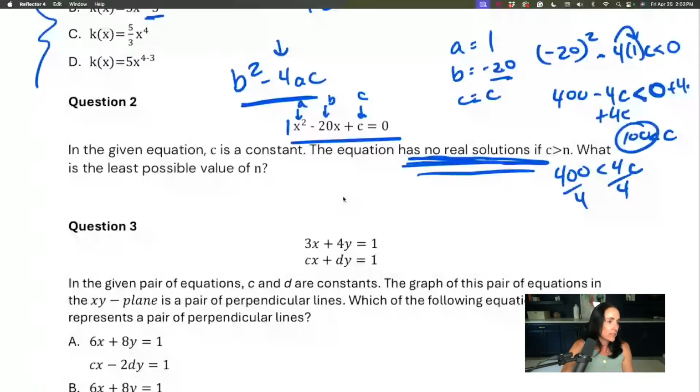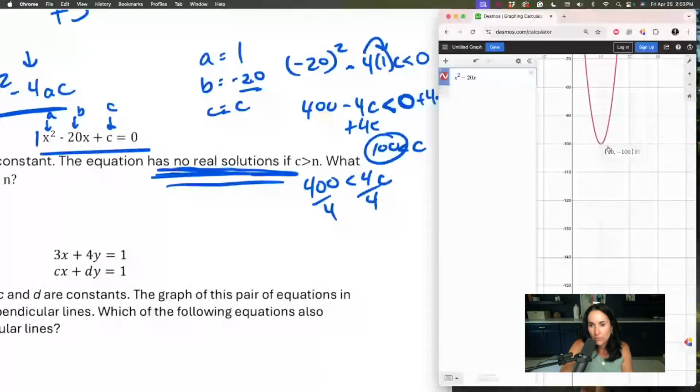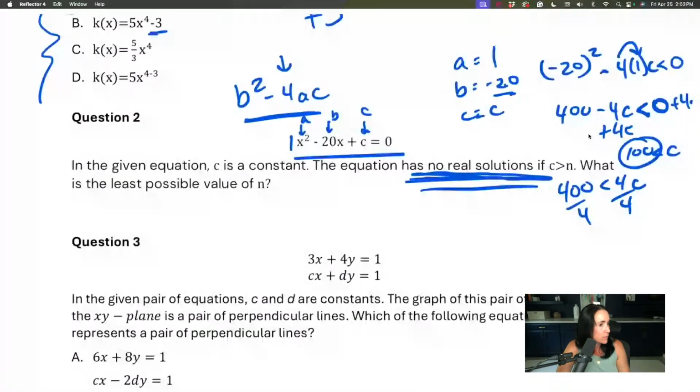So I did graph it on Desmos, and it did give me 100, but it was negative 100. So I'm not sure how we would apply that. If you know, let me know in the comments below.